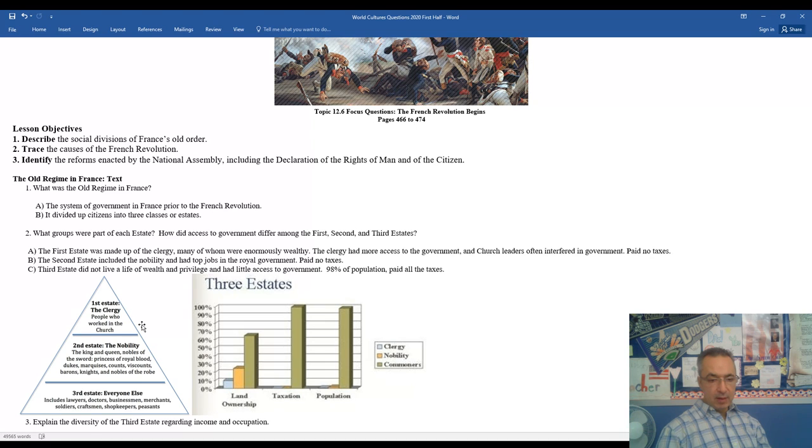So you can see, even though they only made up a very small fraction of the population, the land ownership was pretty significant for the nobility. They owned roughly 22% of the land. Throughout the church, maybe about 1/3 of the land was owned by 2% of the population, and then the rest of the population, made up of everybody else, owned the rest of the land, but they paid all of the taxes.